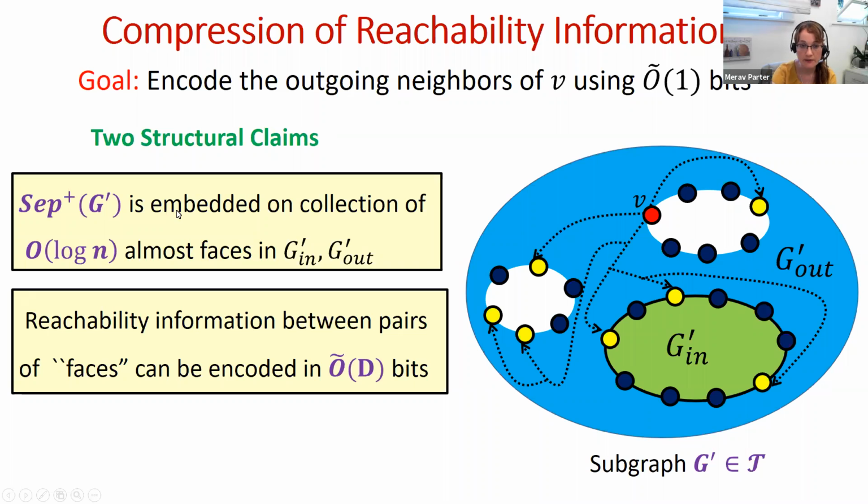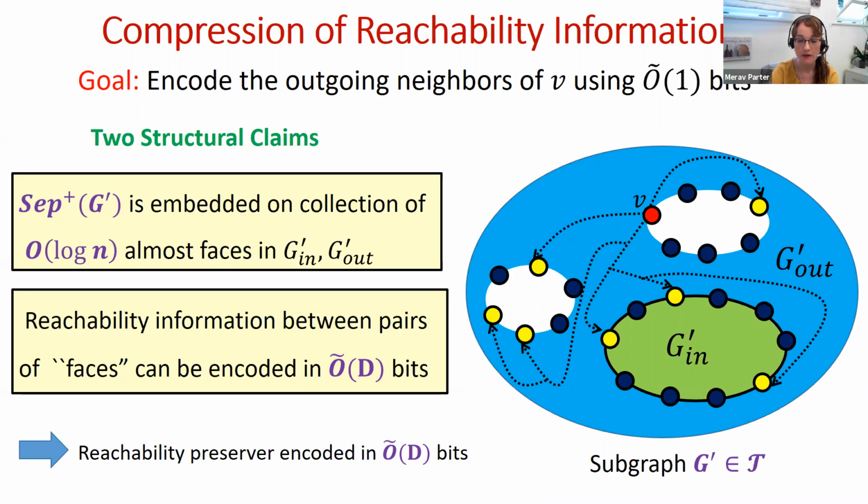Okay, so for the first structural claim, the fact that all the separator nodes lie on few faces, this you can see on the figure, and because we avoid all the complications regarding these separator nodes, you get it here for free. But actually, if you consider the complications, we need to work a bit harder to show the first claim. But this one, let's assume that it holds. And I would like to focus on the second part, how to exactly compress the reachability information between nodes lying on two faces. Once we have these two properties, we will be able to compress the reachability information in just d many bits.